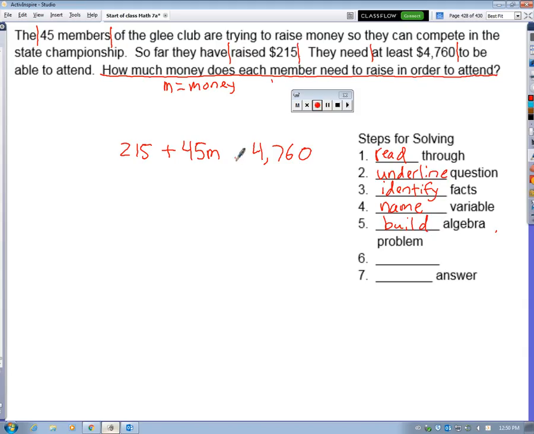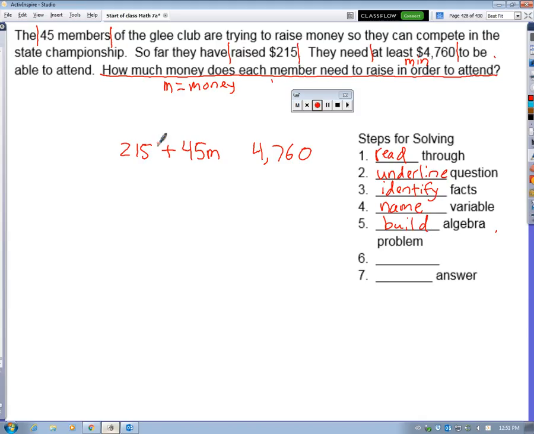Okay? Now we just need to figure out what symbol to put in right here. What type of inequality? So take a look at this. They need at least this amount. Okay? If they have over this amount, if they have like $5,000, that's fine. If they have less than this amount, that is not going to work. Okay? So this is the minimum amount that they need. They need at least that. If they get over it, cool. If they get under it, well, there's going to be some sad Glee Club people. Okay, so they need at least that.